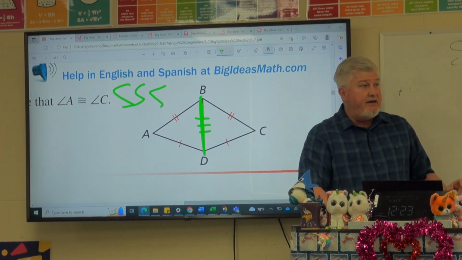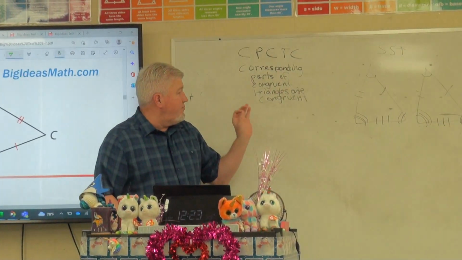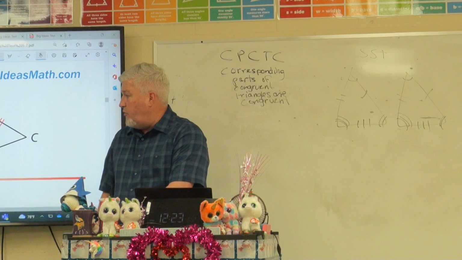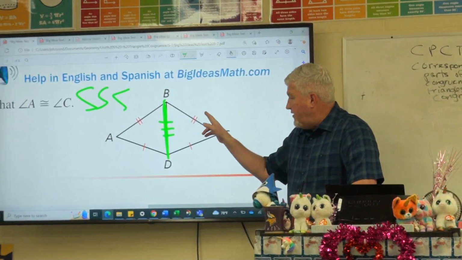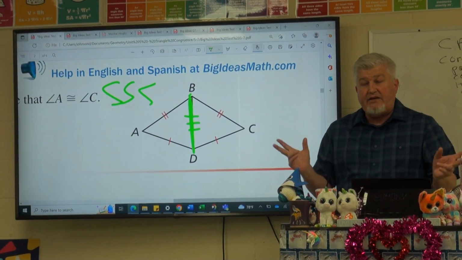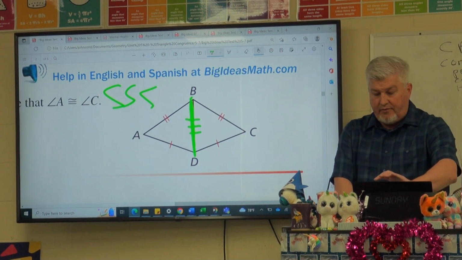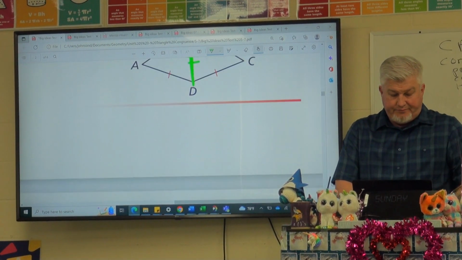And then because CPCTC, corresponding parts of congruent triangles are congruent, I can then state that angle A is congruent to angle C, because those two triangles are congruent. That's all you're trying to do here.